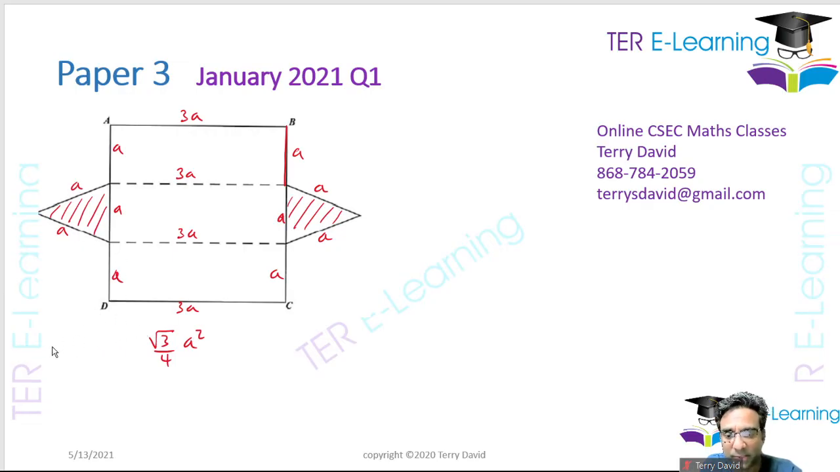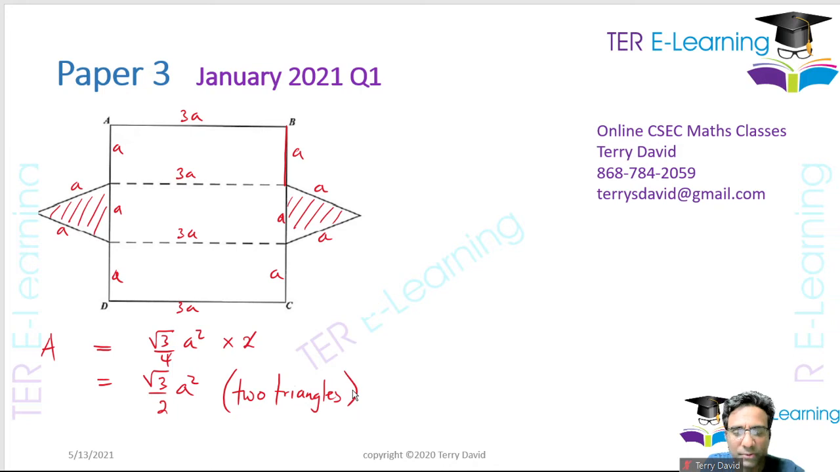But we have two triangles. So therefore the area of my two triangles, you're going to have to multiply this by 2, and that's going to give me root 3 over, one sec, let me just, so this 2 will go into this 2 times. So this is root 3 over 2 a squared. So this is for my two triangles. So that's that.